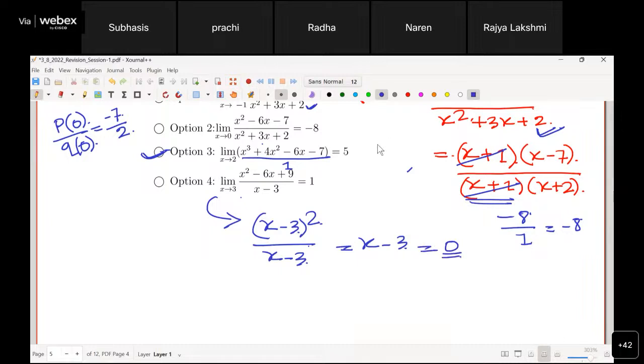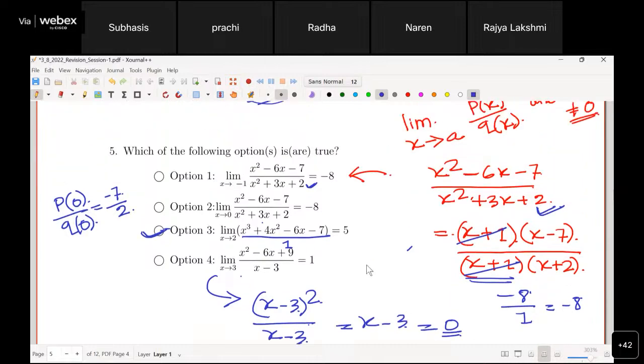Okay, so that is actually the difference. For polynomials you can do it a little easier. But for some arbitrary function you need to apply the L'Hospital rule.